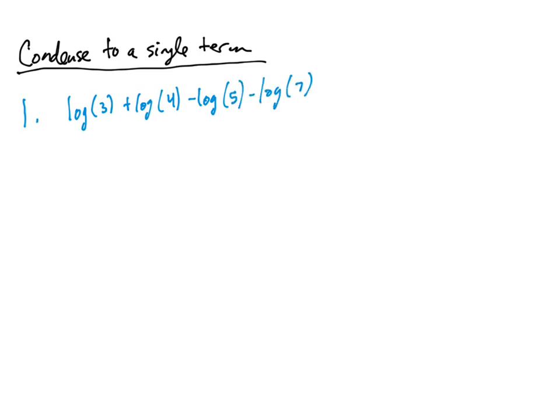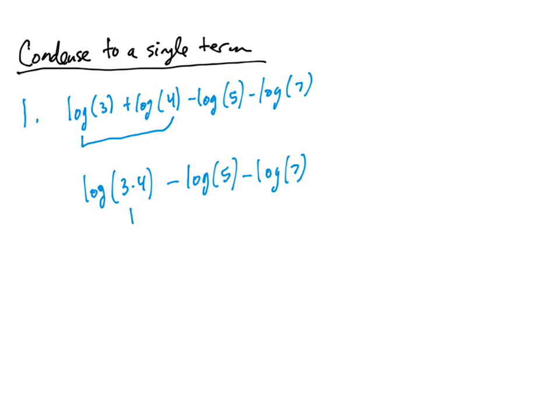Okay, so what I'm going to do is I have 4 terms. I want to get this down to a single term. And these are all log base 10, common logs. So I'll take these 2 first. So log of 3 times 4 minus log of 5 minus log of 7. And then, let's see, I'll just take these 2 next. So we're going to have log of 3 times 4. I'm going to just multiply that out.